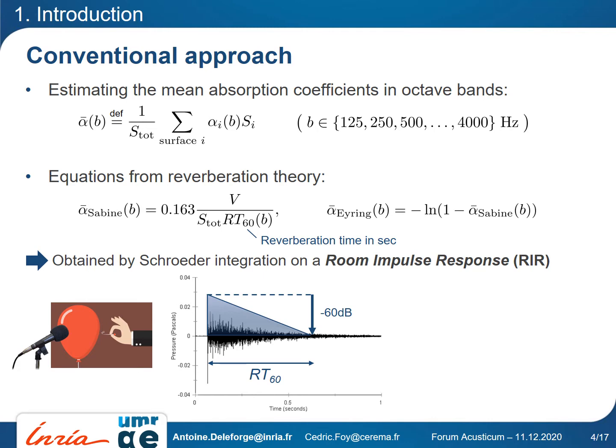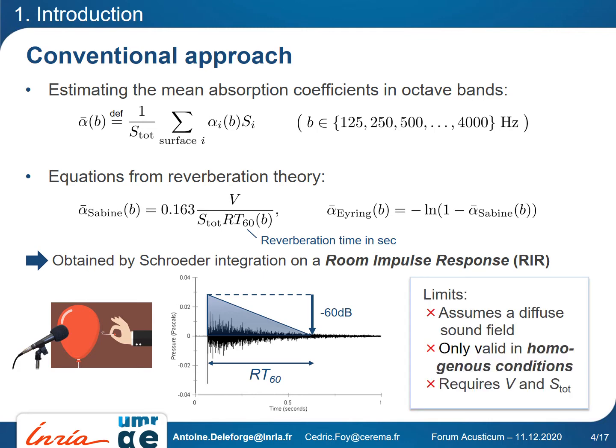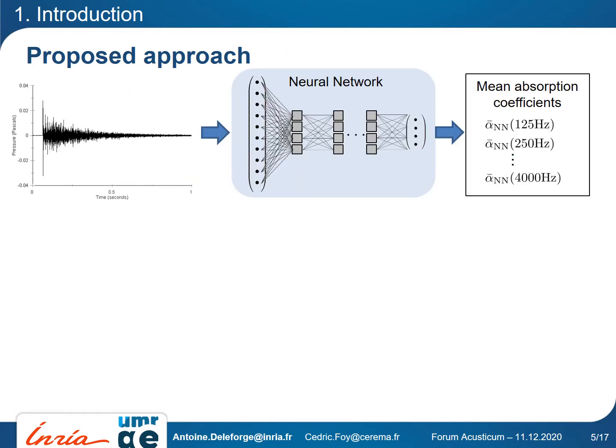The RT60 is then defined as the time needed for this response's energy to decrease by 60 decibels in a given octave band. The limit of these approaches is that they assume a diffuse sound field. This assumption is only valid under homogeneous conditions corresponding to rooms that are approximately cubic and with roughly identical absorption coefficients everywhere. They also require the volume and the total surface of the room, which may not be available in practice. In this work, we investigate the possibility of overcoming these limits by training neural networks to directly map room impulse responses to mean absorption coefficients.